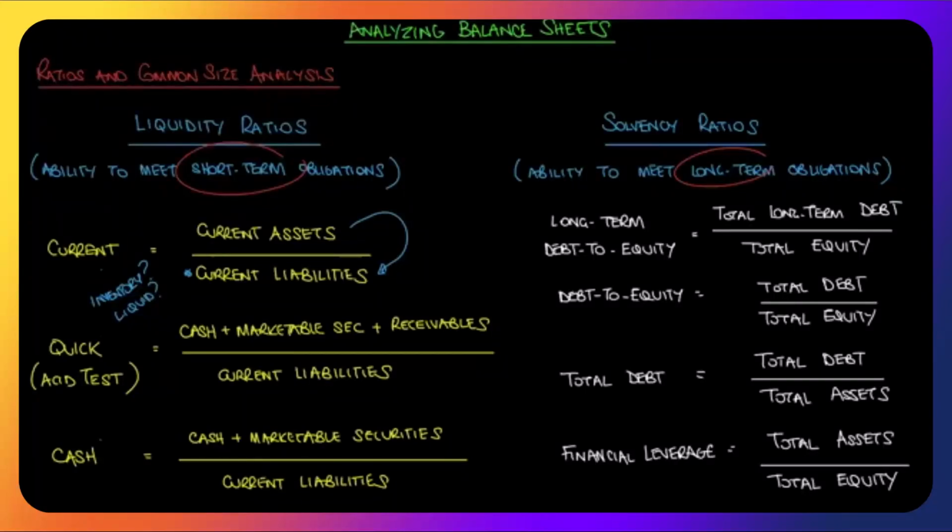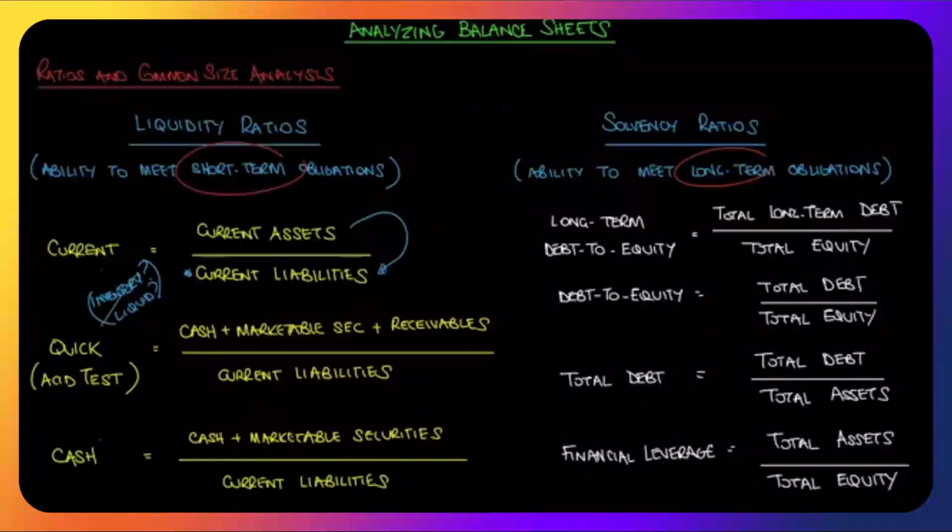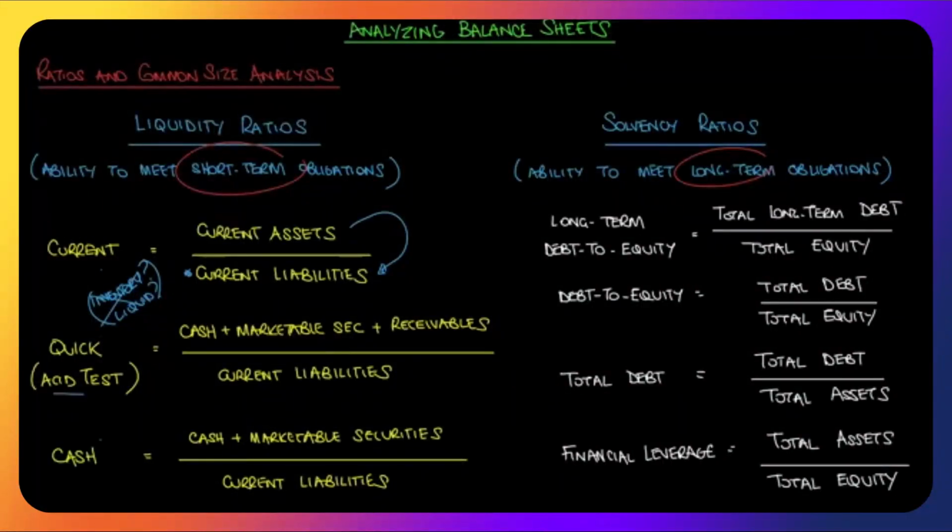So because inventory might not be that liquid, let's get rid of it. Let's remove it and calculate the acid test, the quick ratio. Cash, marketable securities, and receivables. The big one that is missing there is inventory. It's a more conservative measure of liquidity. Or we could go a step further. How liquid are your receivables?